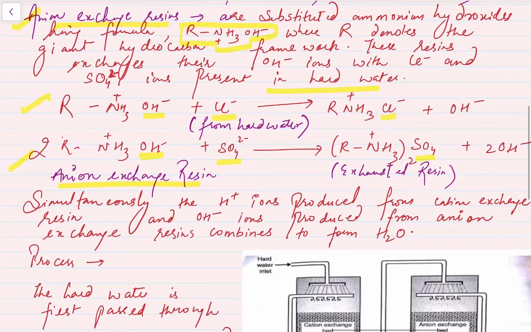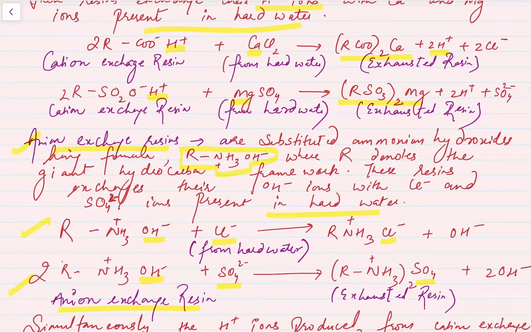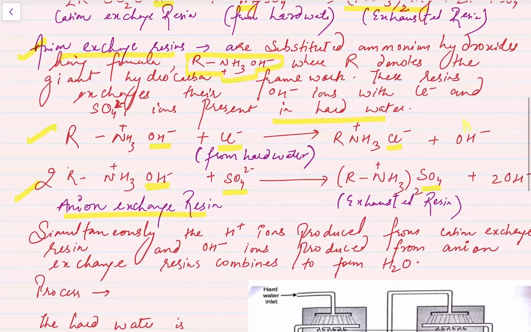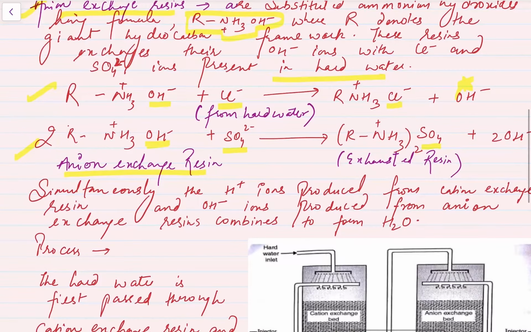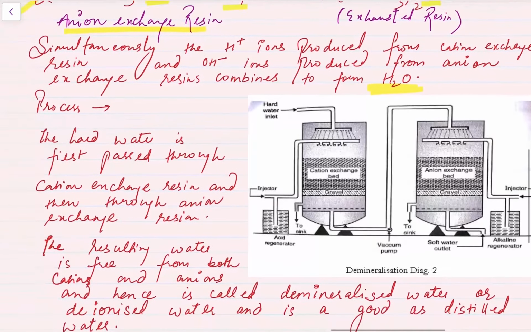So simultaneously, the H plus ions produced from the cation exchange reagents and the OH negative ions produced from the anion exchange reagents, right? You can see from the reactions that in cation exchange reagents H plus ions are forming and in anion exchange reagents OH negative ions are forming, right? So they combine to form water. Now this water is your pure water. So you can see the process here.